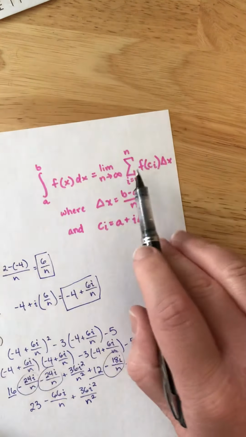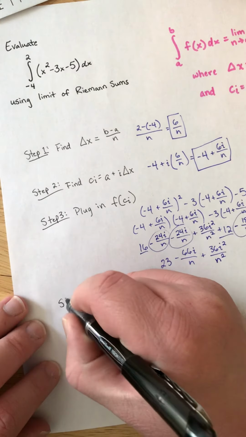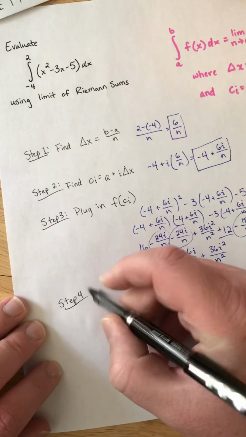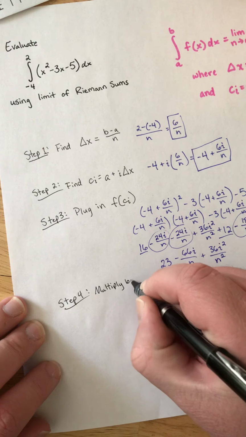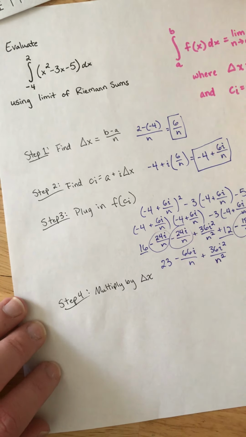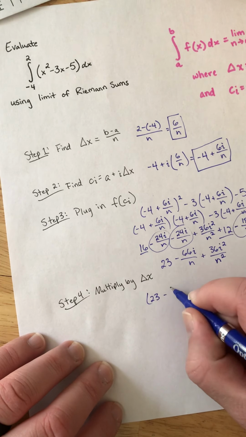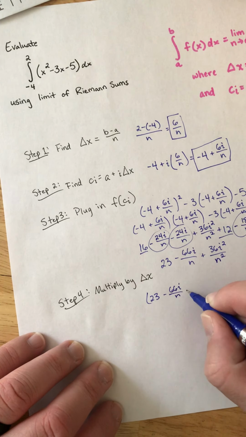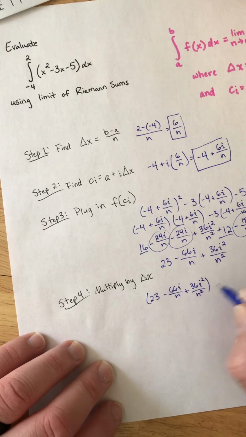Now, notice, come back up here in your formula, f of c sub i. We're going to have to multiply that by delta x. So that's actually going to be my next step. That's going to be step 4. All right, so I'm going to take that thing I just found, which is 23 minus 66i over n plus 36i squared over n squared, and I'm going to multiply that by 6 over n.